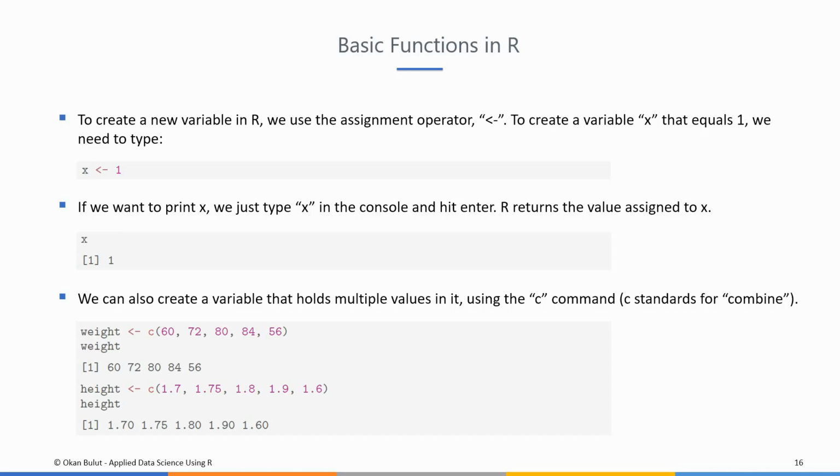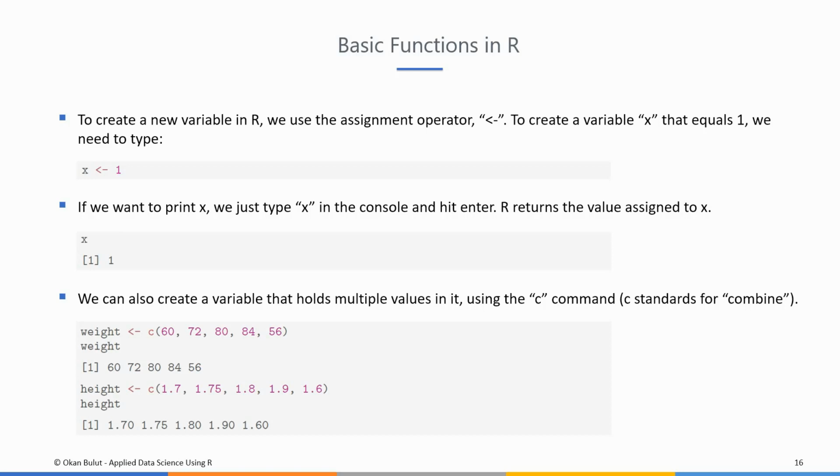So let's say I would like to create a variable called x, and x equals to 1. I just say x, and I put my assignment operator, and I just say 1. From that point on, x equals to 1 inside the session. So if I type x in the console and then hit enter, or if I just put x in my script and highlight it and run it and send it to the R console, then R will print 1 because that's the number that we assign.